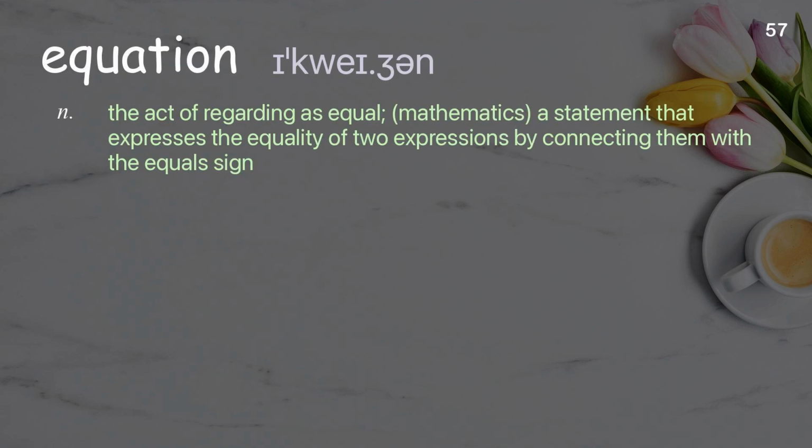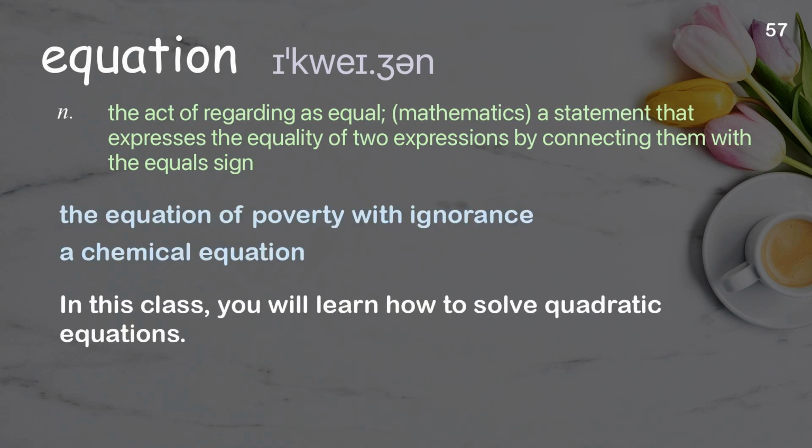Equation. The act of regarding as equal; in mathematics, a statement that expresses the equality of two expressions by connecting them with the equal sign. Examples: The equation of poverty with ignorance. A chemical equation. In this class, you will learn how to solve quadratic equations.